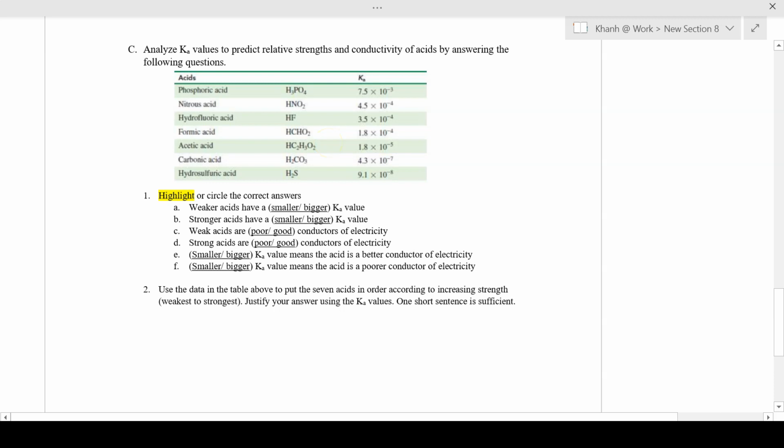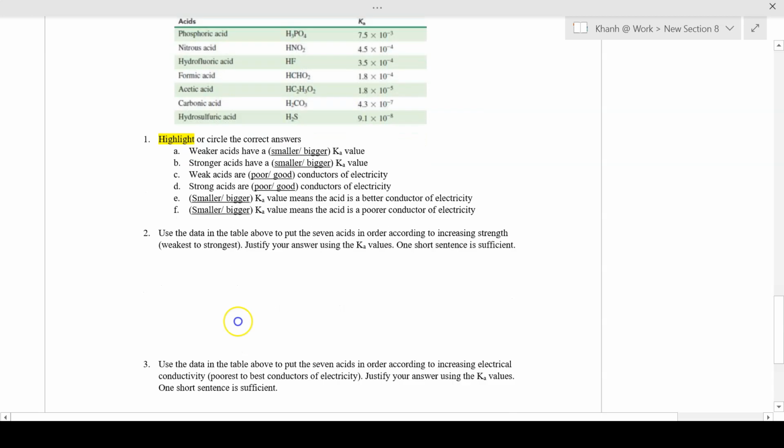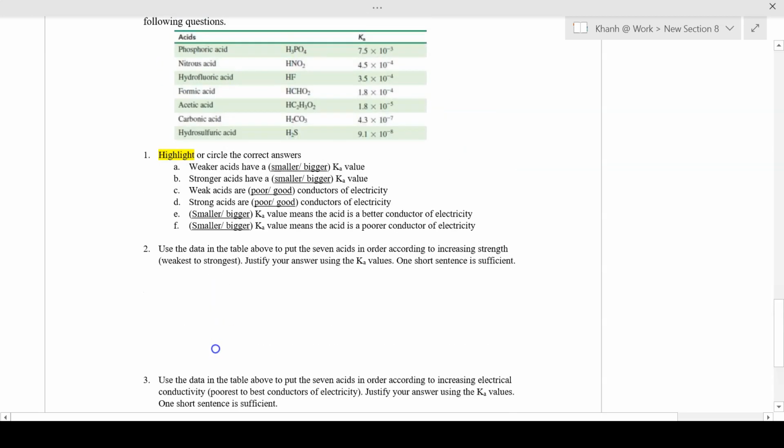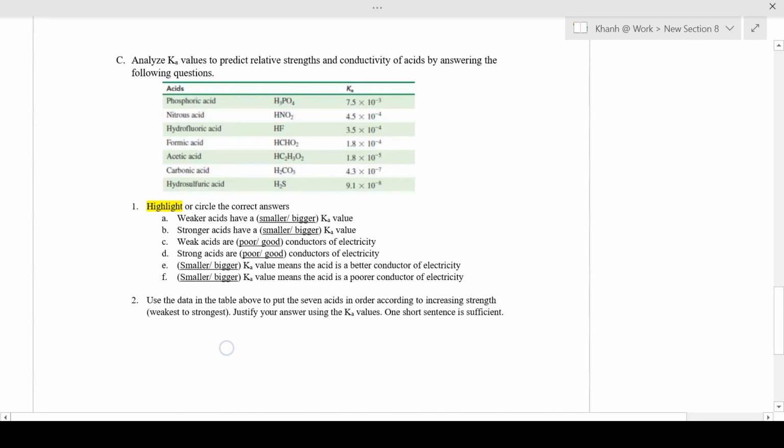Now I want to go over part C just a little bit. Let's take a look at part C, where I give you a chart of different acids of varying Ka values. And I want you to analyze these values to predict the relative strength and also conductivity of these different acids. So first of all, number 1, the purpose is to remind you of what it means when you have a higher Ka value and a lower Ka value.